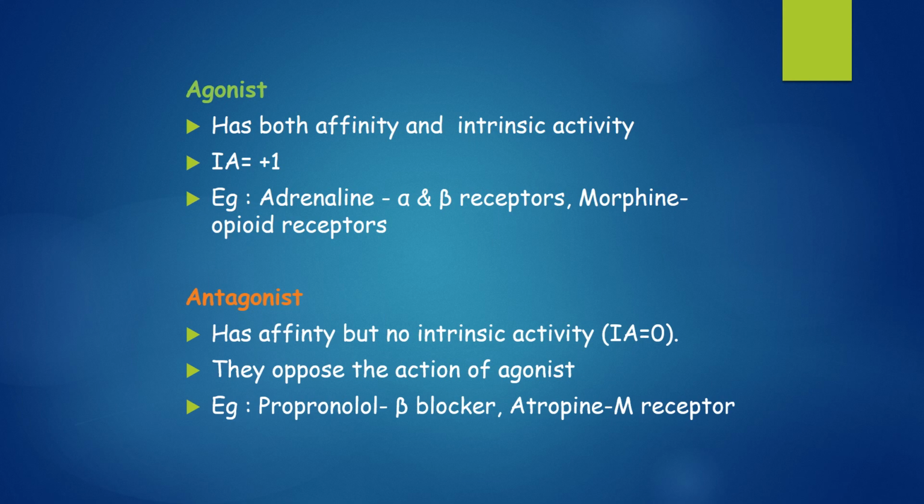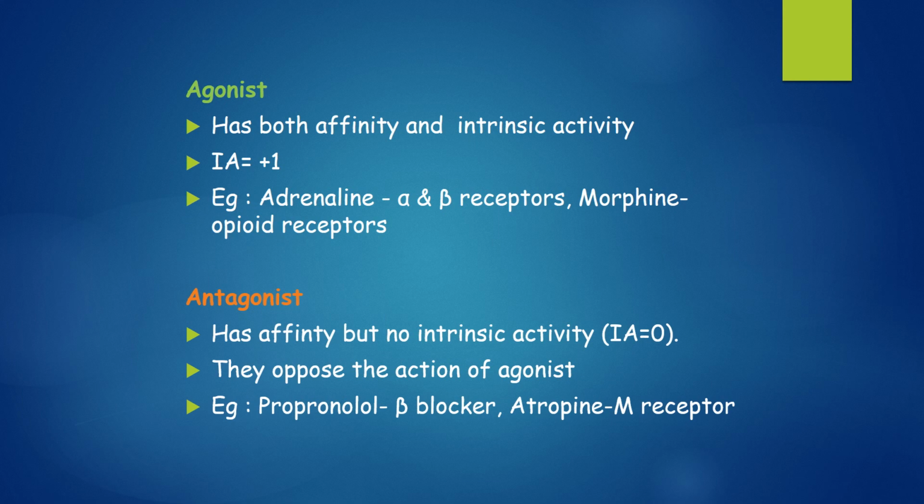So the agonist and the antagonist have the same affinity for a receptor, but the agonistic drug can activate the receptor and produces intrinsic activity, but the antagonist cannot activate that receptor. When the antagonist is attached to a receptor, there will be no intrinsic activity, so the intrinsic activity is considered as 0. They oppose the action of that agonist. So when an antagonistic drug is attached to a receptor, it makes the agonistic drug unable to bind to that receptor.